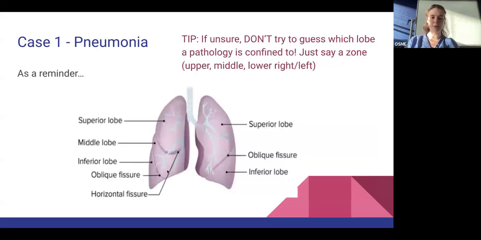As a reminder, these are the lobes of the lung, different from lung to lung. Obviously, we've only got 2 here, we've got 3 here. If you're unsure, please, please, please do not try to guess which lobe a pathology is confined to. If you don't know, don't say it. That seems to be these examiners' pet peeve, if you say, oh, it's in the middle lobe of the lung and it's not. It's really easy and just as good to say a zone of the lung. So upper left lung is fine and a lot easier to be right, especially if the patient's at a funny angle and all that stuff.